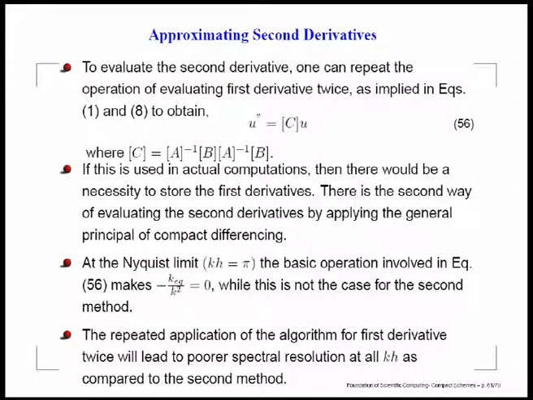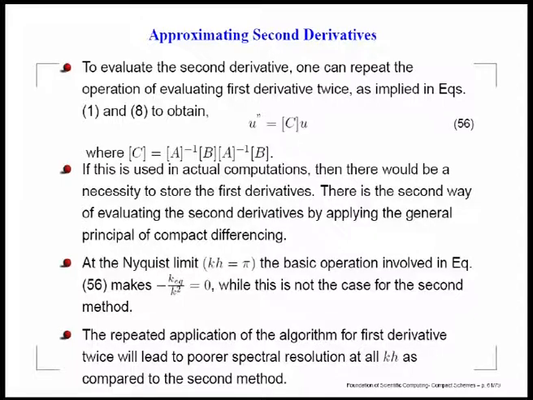Now, let's talk about calculating the second derivative, because those are also equally important in calculations. And we have already seen that we can use the first derivative method twice to calculate the second derivative, as given in that equation 56. However, you notice that if you are doing a calculation, then you would have to store the first derivative, and from that stored value you will calculate the second derivative.